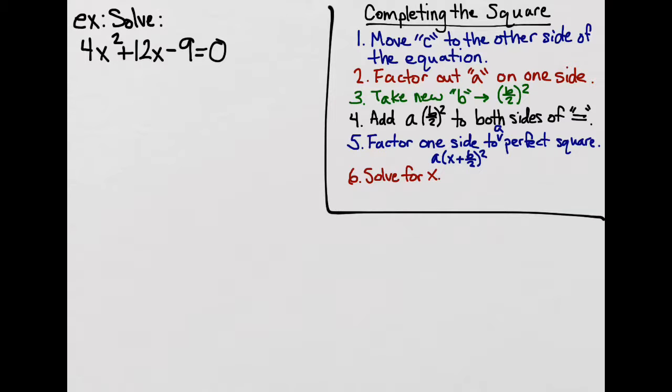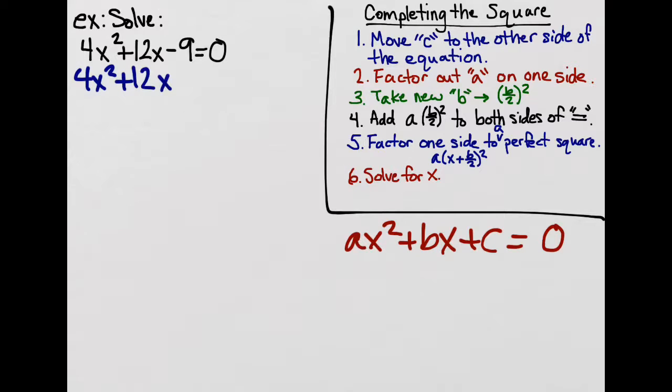So our first step is to move c to the other side of the equation. Now when I talk about a, b, and c, or when the book talks about those, you want to remember that the quadratics are in the form ax squared plus bx plus c equals 0 or equals y, depending on if you're graphing it or solving it. So when we move c to the other side of the equation, c in this case is negative 9. So we'll add 9 to both sides and get 4x squared plus 12x equals 9. I'm going to leave a blank space between the 12x and the equal sign just for now, because we're going to be adding something there in a minute.